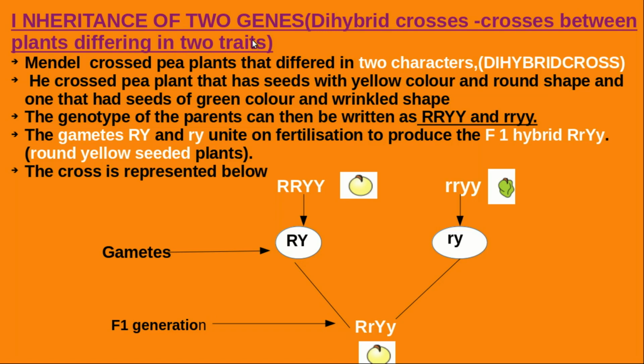Let us discuss Mendel's dihybrid cross. Mendel crossed pea plants that differ in two characters. What are those characters? He crossed pea plants that had seeds with yellow color and round shape, and one that had seeds of green color and wrinkled shape.